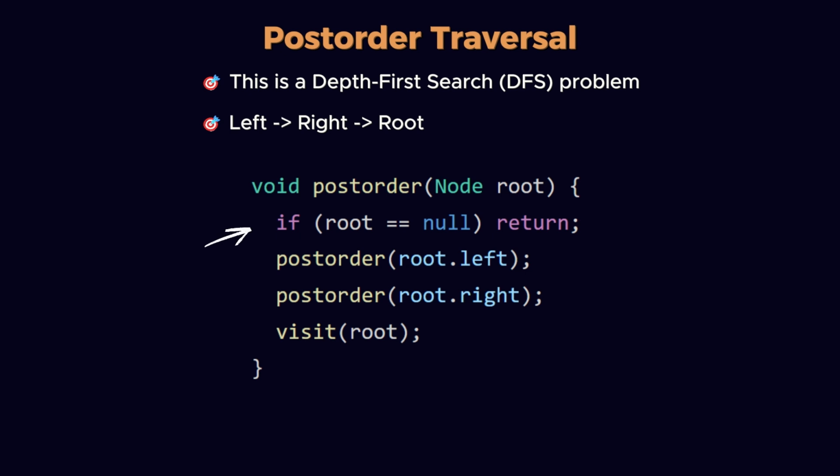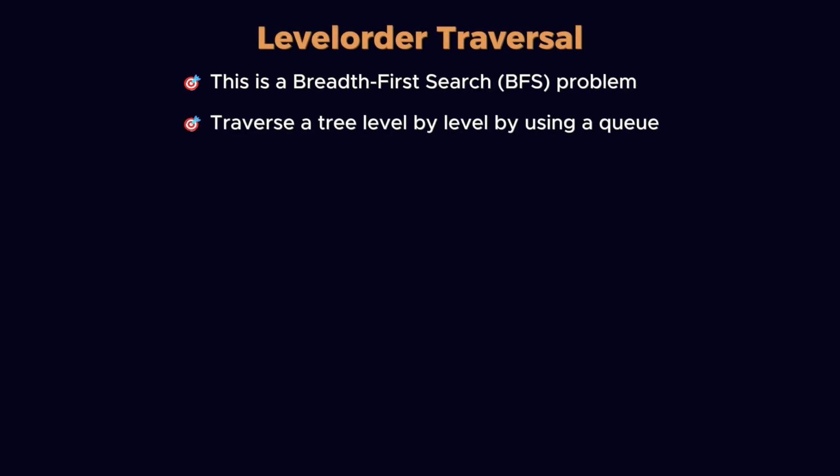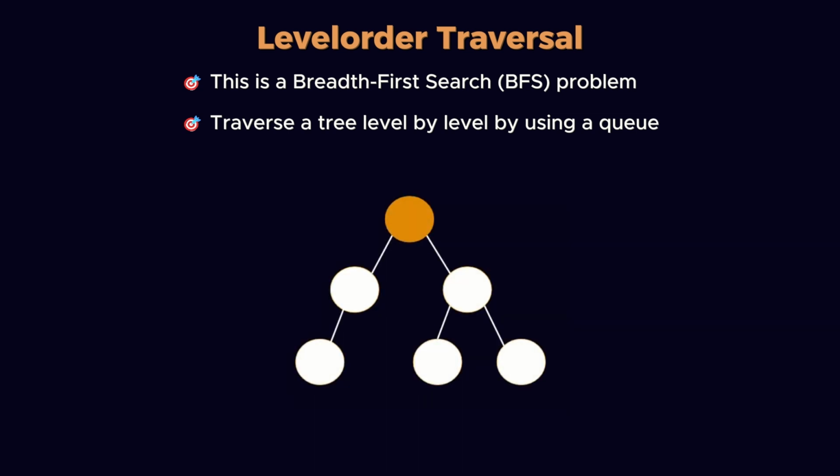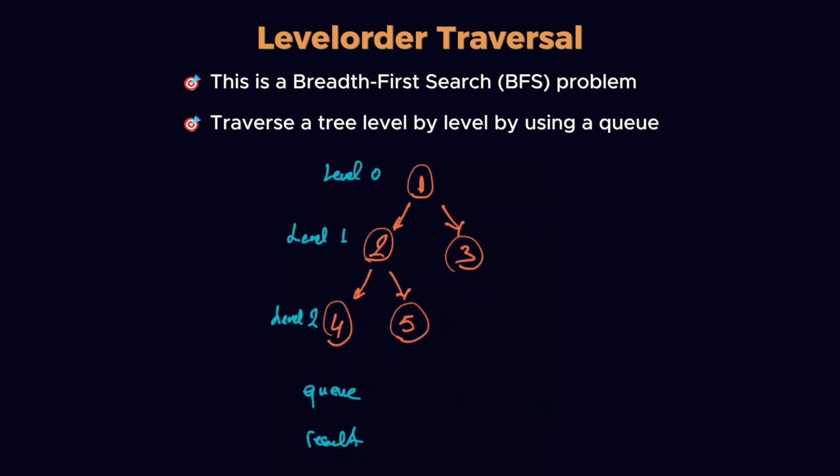If root is equal to null, return. Recursion call for root left. Recursion call for root right. Visit root. Let's check level order traversal together. Traverse the tree level by level using a queue. Perfect for shortest path and layer-based logic. Level order traversal means we visit nodes level by level, from top to bottom, left to right on each level. To perform level order traversal, we use a queue.